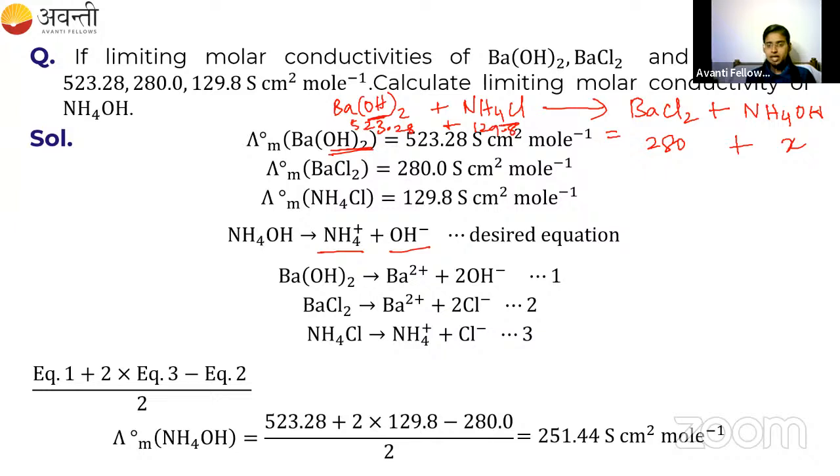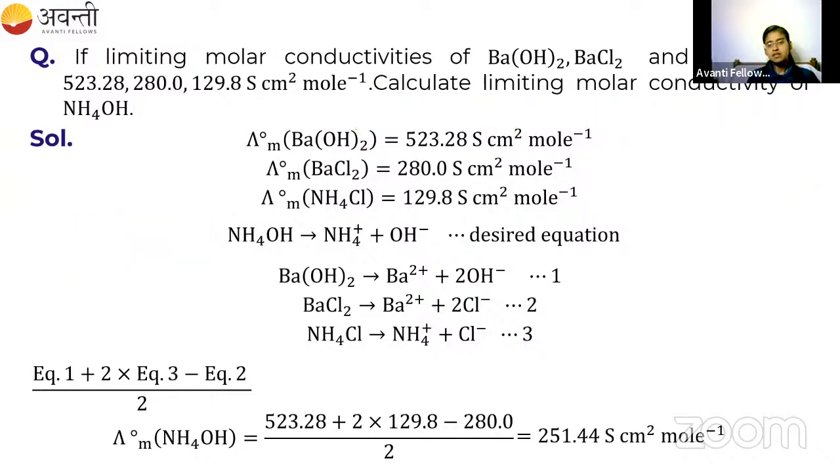So you can keep X on one side, and you can add 523.28 plus 280, and subtract that from this. So you will get the value for the desired equation. You can go with this method also. So the final answer will come out to be 251.44 Siemens centimeter square per mole. Got it? Is it clear for all of you?